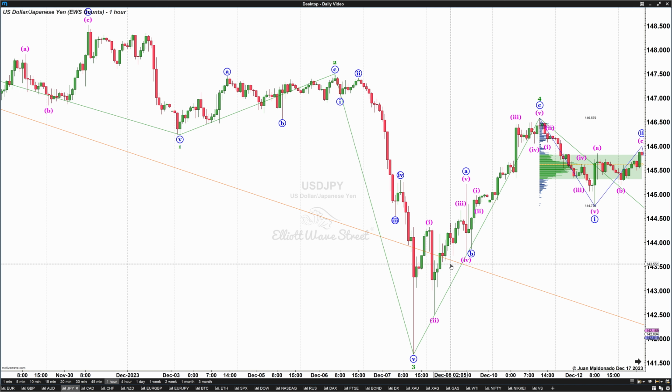I'm Juan Maldonado and today we are going to talk about the dollar-yen and this fantastic trade and how to trigger a trade applying the Elliott Wave concepts. Let's start.